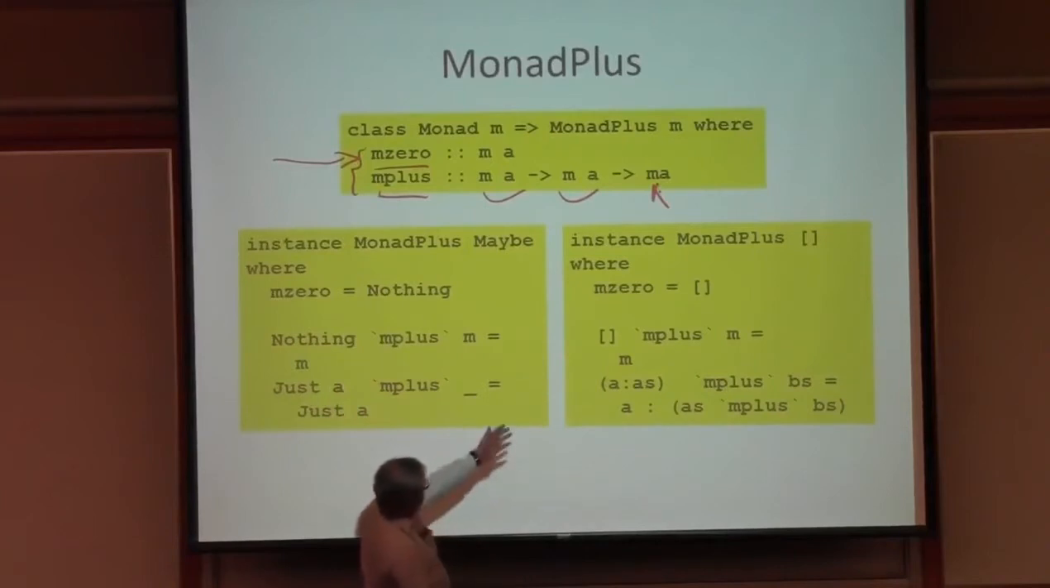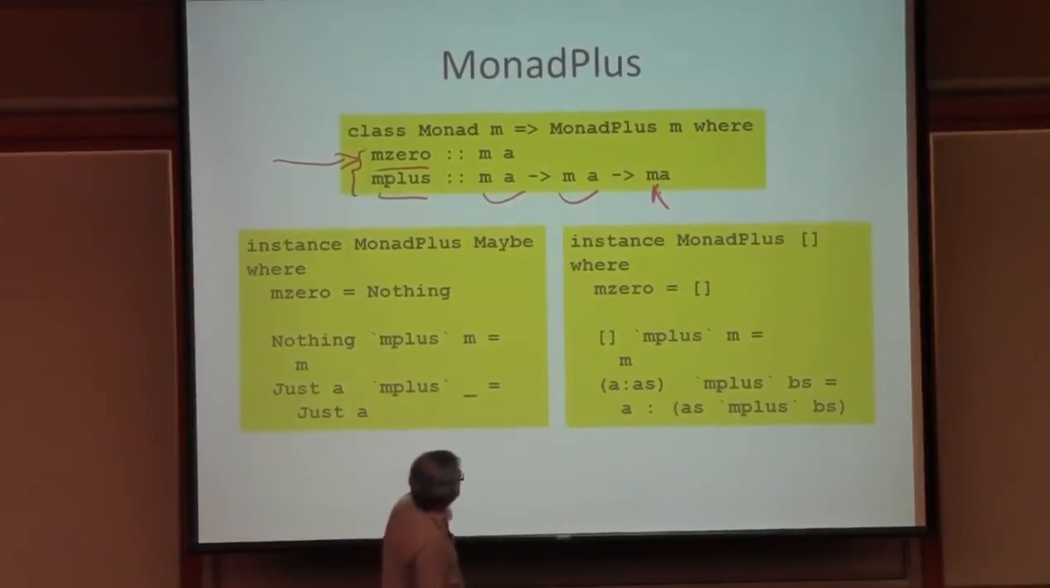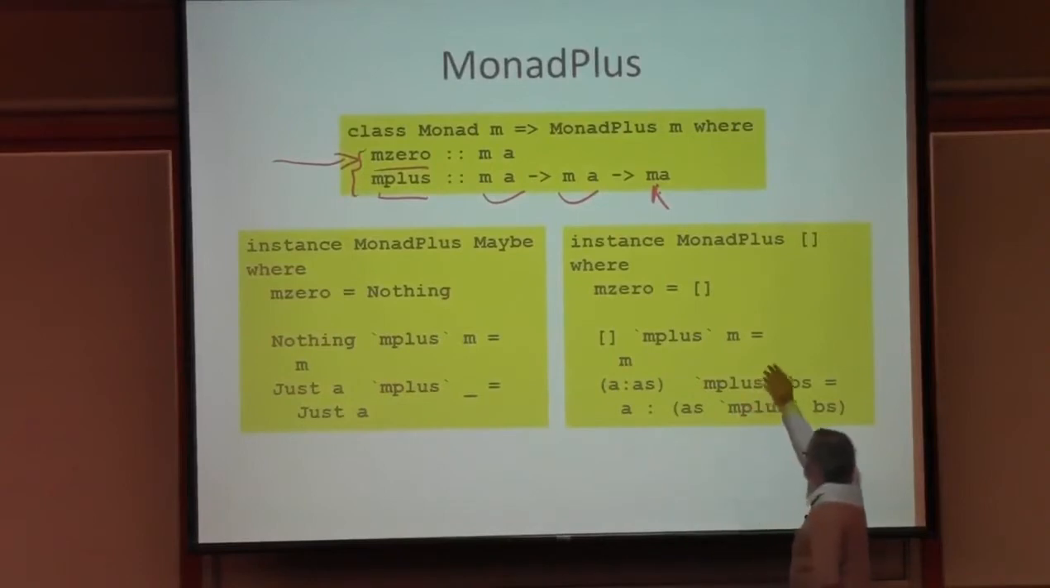If you look at the list instance on the other hand, then M0 is the empty list, of course.